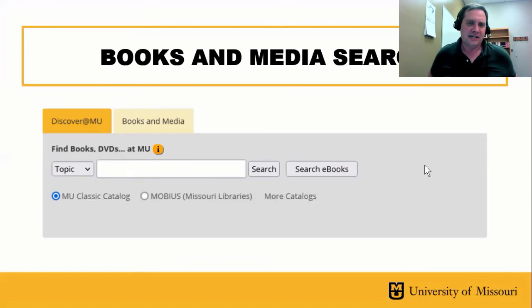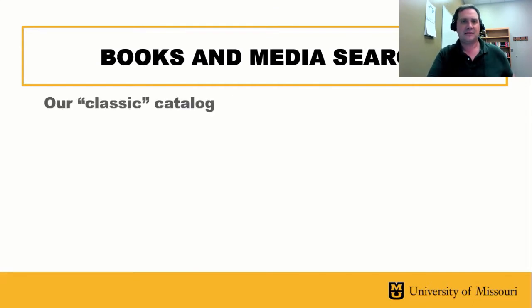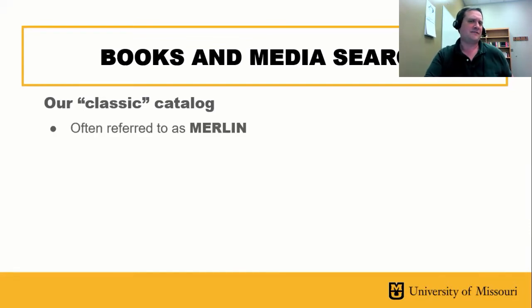The things that you'll notice here, it's a single search bar. It says find books, DVDs, etc. at MU. And as the name suggests, this is our classic catalog. We don't have card catalogs anymore with the actual cards in them, but this is what effectively replaced that. And as I said, this is often referred to as Merlin.